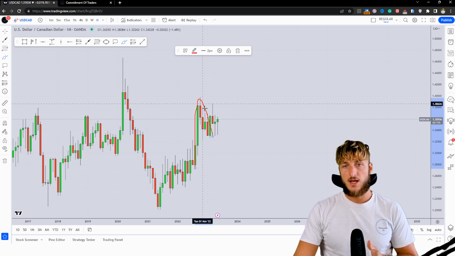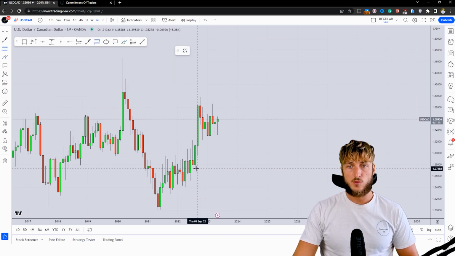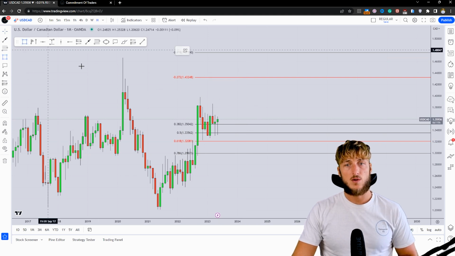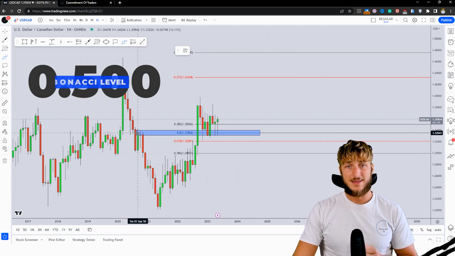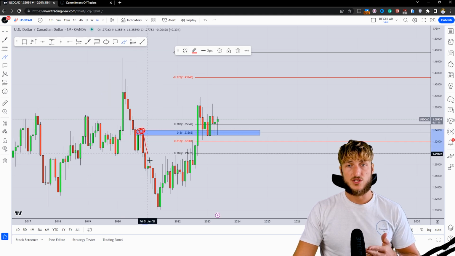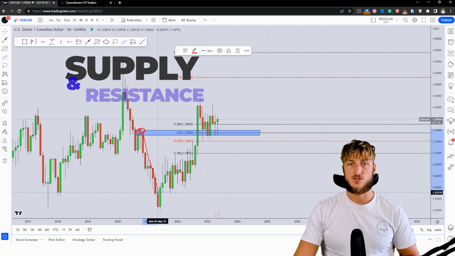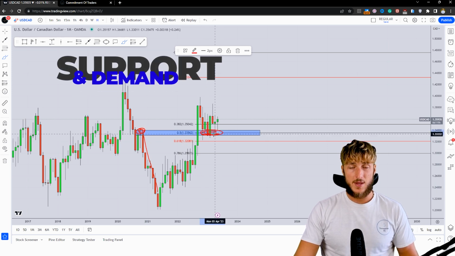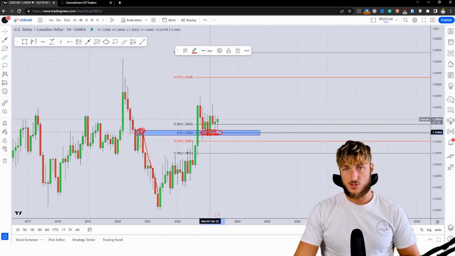Now, in general, after an impulse, if you want to measure the correction, what you have to do is take your Fibonacci from the low to the high of the impulse leg. And if we do that, we can see how we have a perfect 50% retracement, which is currently lining up exactly with this previous monthly supply and resistance area from which all this previous move to the downside was created, that now that the market is testing from above is currently acting as support and demand, because as you know, previous resistance after it is broken to the upside becomes support.